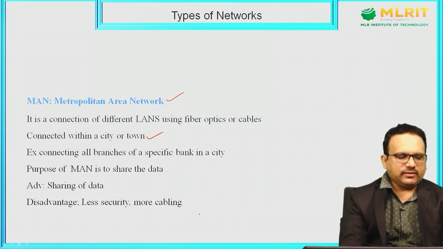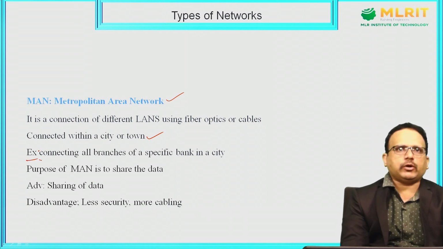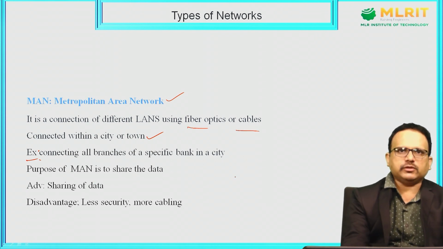The example of a metropolitan area network is connecting all branches of a specific bank in a city. For example, in Hyderabad city, if you take SBA bank, it will have one main branch, and all the sub branches will have a connection with that main branch. The connection will be done with the help of fiber optic cables.